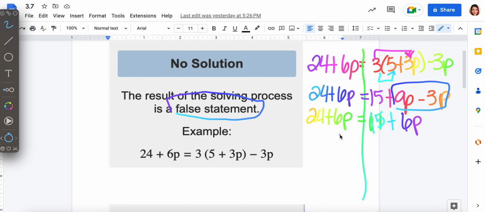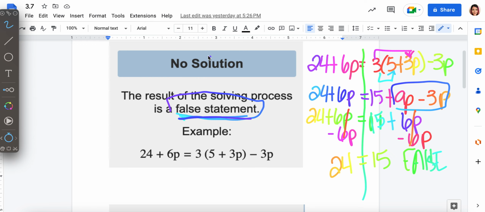Okay, and now we are going to get the variables on one side. So I'm going to subtract 6p from both sides. That cancels out, giving me 0, which gives me a statement: 24 is equal to 15. This gives me a false statement. This is what it means when you are solving and you end up with a false statement, then your answer is going to be no solution. Which means that any number I plug in for p will never make this equation equal. It can never be equal to each other the way it's set up. Okay, so no solution.